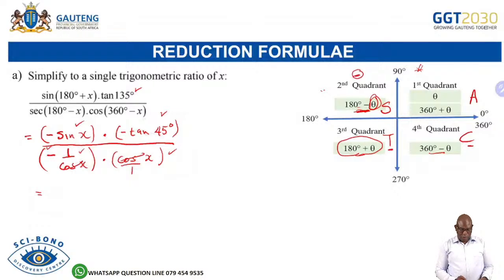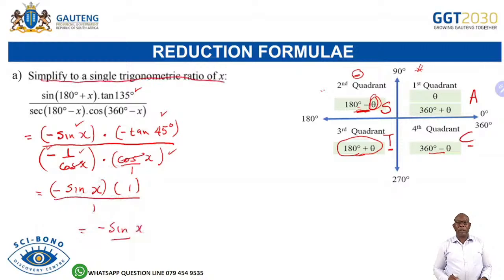So now I'm going to have a negative, negative, negative. So my answer is going to be negative. The sine x is fine, it's that, and then that is 1. Obviously that is divided by 1. So the answer will be negative sine of x. So can you see I've simplified this to a single trigonometric ratio of x.